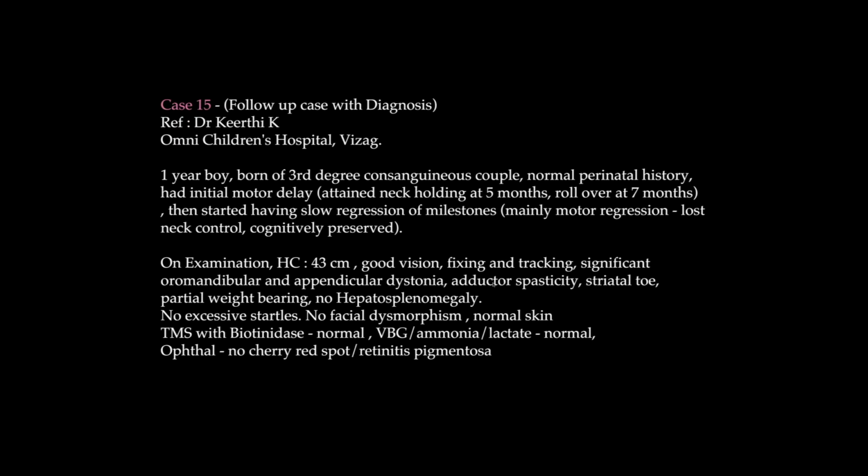I think two sessions ago we had discussed this case, who had presented to me at 1 year of age with predominantly motor delay. Initially there was motor delay, though he had attained decoding at 5 months and rollover at 7 months, and then there was slow motor regression. But cognitively he was preserved, and there were significant pyramidal and extrapyramidal signs on examination. No hepatosplenomegaly, no excessive startle, no excessive mongoloid spots. So the MRI we can discuss.